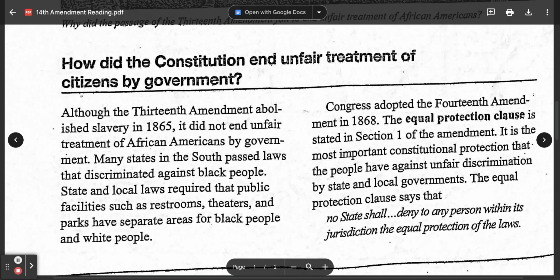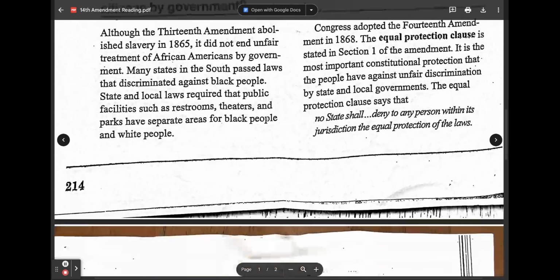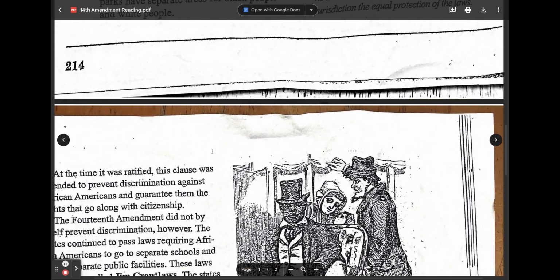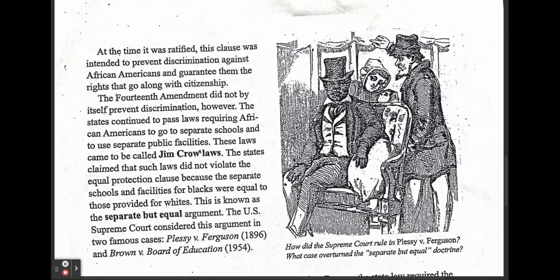The Equal Protection Clause is stated in Section 1 of the amendment. It is the most important constitutional protection that the people have against unfair discrimination by state and local governments. The Equal Protection Clause states that no state shall deny to any person within its jurisdiction the equal protection of the laws. At the time it was ratified, this clause was intended to prevent discrimination against African Americans and guarantee them the rights that go along with citizenship.